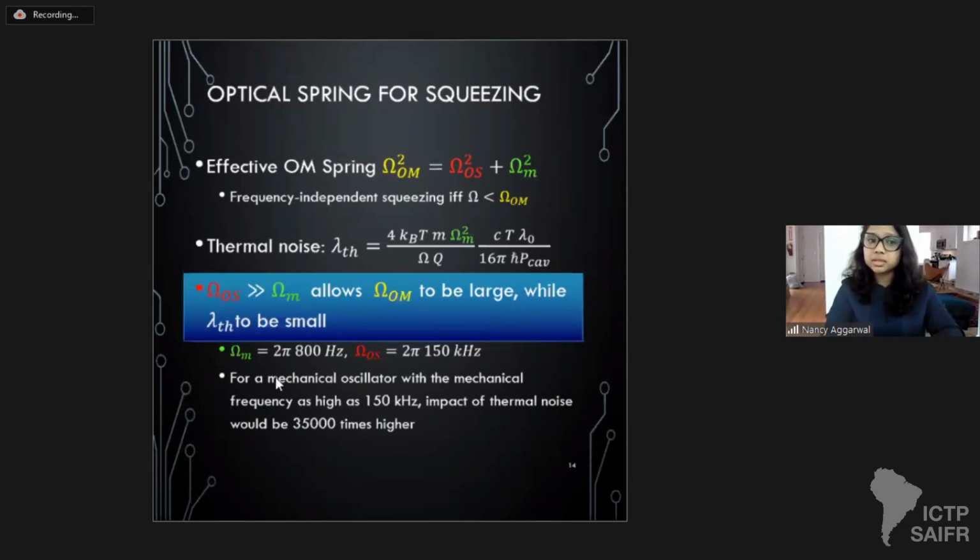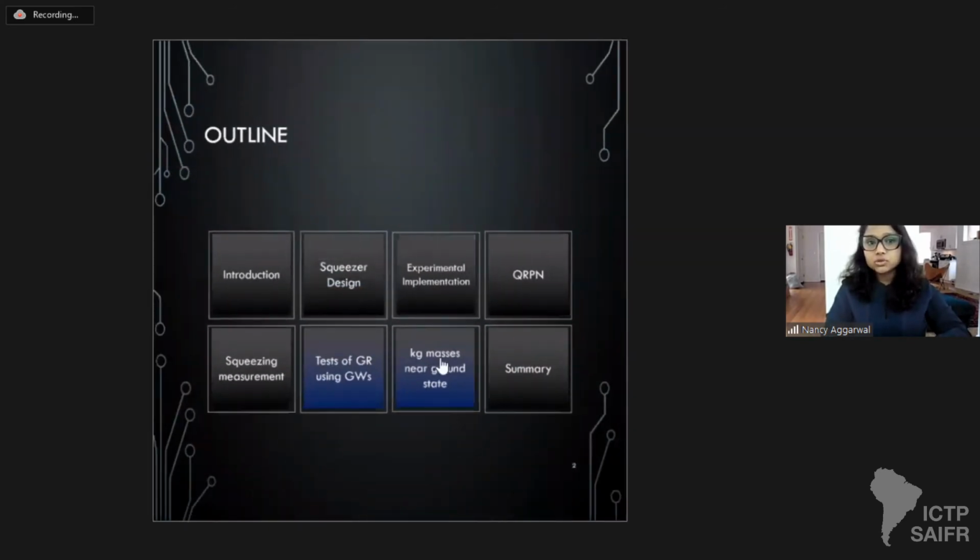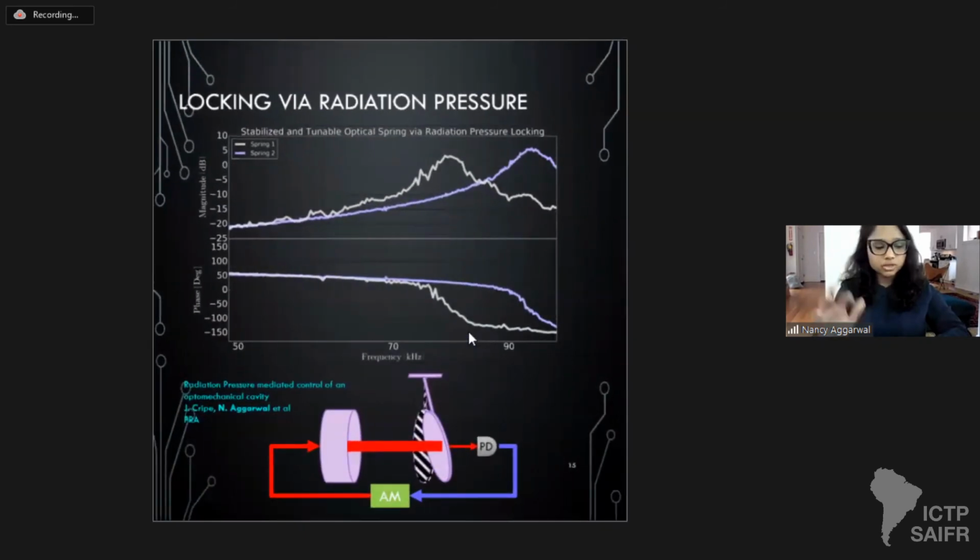Just as an example, in our system, we picked the mechanical frequency around 800 hertz, whereas the optical spring is around 150 kilohertz. If we instead used a mechanical oscillator with 150 kilohertz without an optical spring, then the thermal noise in the experiment would be 35,000 times higher. So we wouldn't be able to measure any squeezing at frequencies in the kilohertz region. So that's one interesting aspect of designing this experiment. Now let's see how we actually implemented this.